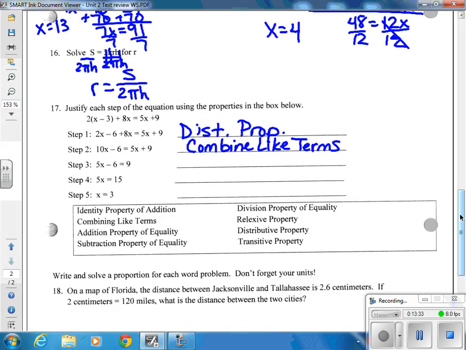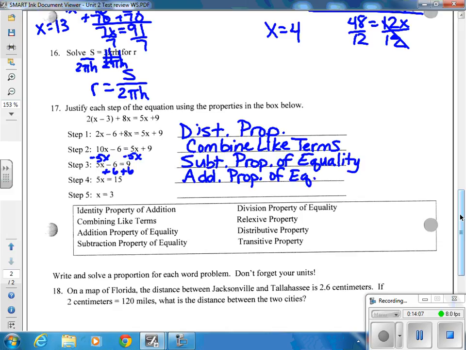In order to get from step 2 to step 3, you can notice that the variables on both sides went away and down to 1, so they subtracted 5x from both sides to get the next step, and that's what is known as the subtraction property of equality. Because remember, if you do the same operation on each side, it's equality. From step 3 to step 4, in order to get to 5x equals 15, you had to add 6 to both sides. Right? So that would be your addition property of equality.